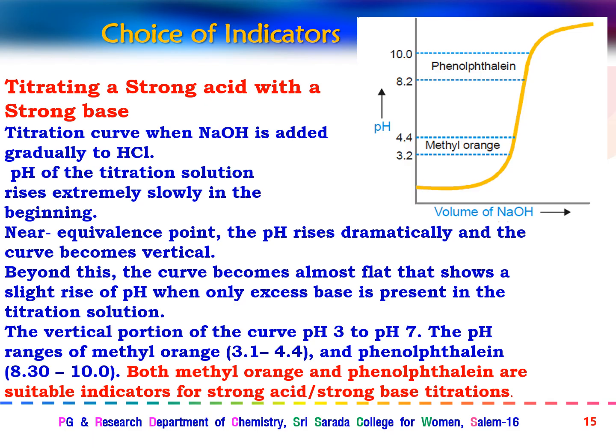That shows only a slight rise of pH when excess base is present in the titration. Here the vertical portion of the curve extends from pH 3 to pH 7. The pH range of methyl orange, as we have already seen, is 3.1 to 4.4, and that of phenolphthalein is 8.3 to 10. They are fairly narrow and fall on the vertical curve. Therefore both indicators, methyl orange and phenolphthalein, are suitable for titrating a strong acid like HCl with a strong base like sodium hydroxide.